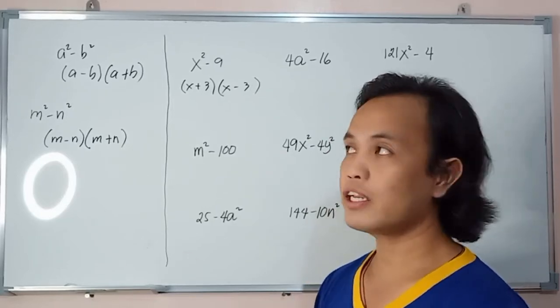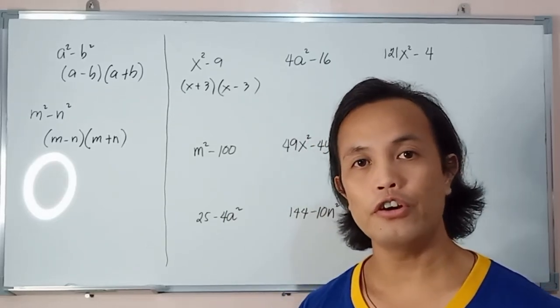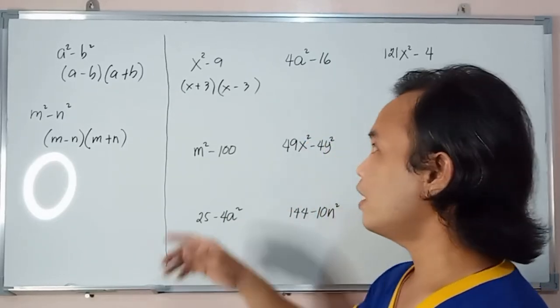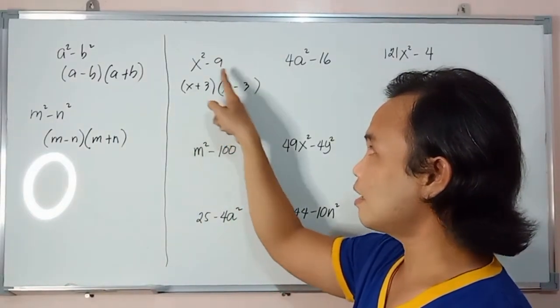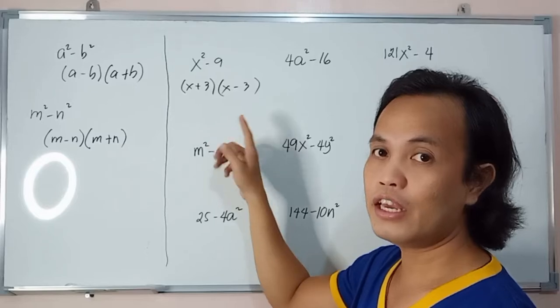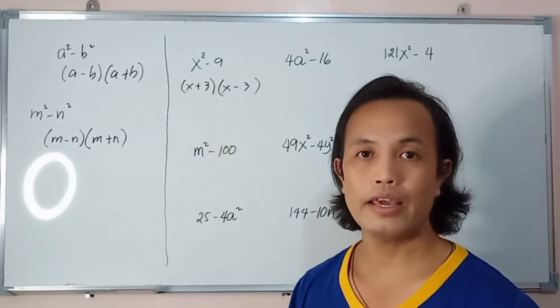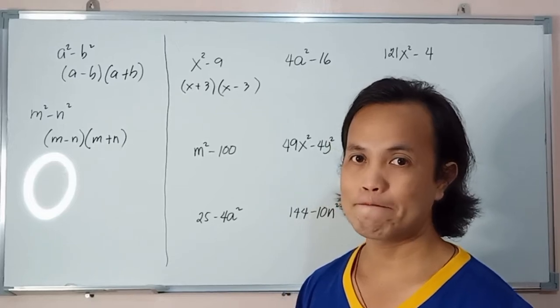If we want to check if these factors are correct, we simply use the FOIL method or the distributive property. So we have x times x, x times negative 3, 3 times x, and 3 times negative 3. Combine like terms, and then we will have this binomial x squared minus 9.